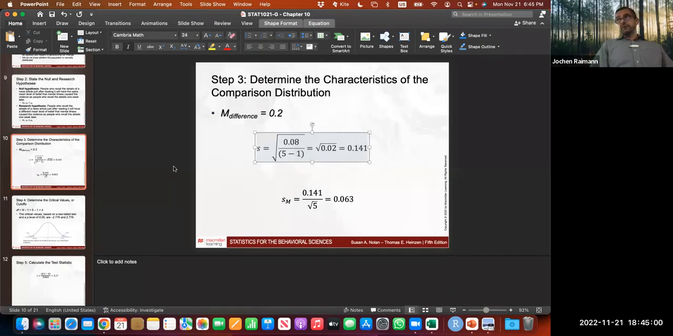And I will post a lecture recording. I did the calculations with the other class before. We're going to do a second example, a different example. So standard error of the mean is 0.063.